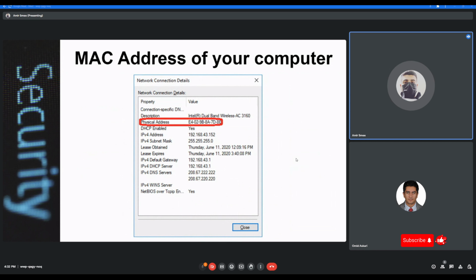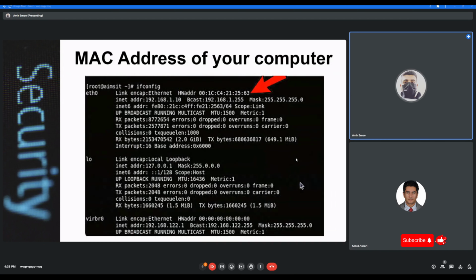And if you are a Linux user, to see your MAC address, open a terminal, then type ifconfig at the command prompt. Your MAC address will be displayed beside the label HWaddr.